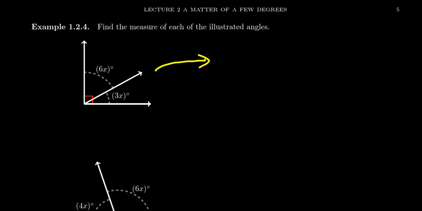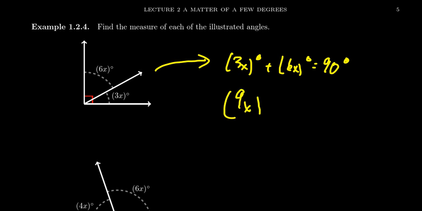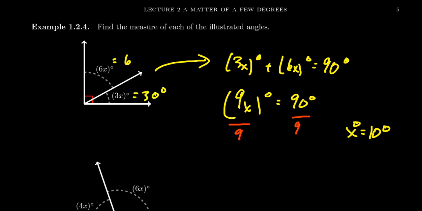So we know that if we take 3x degrees plus 6x degrees, this is going to add up to be 90 degrees. Adding these together by the usual combining of like terms, we end up with 9x degrees is equal to 90 degrees. We can divide both sides by 9, and we end up with x degrees equals 10 degrees. In other words, x equals 10. And so that tells us that this angle measure is going to be 30 degrees and this angle measure is going to be 60 degrees.